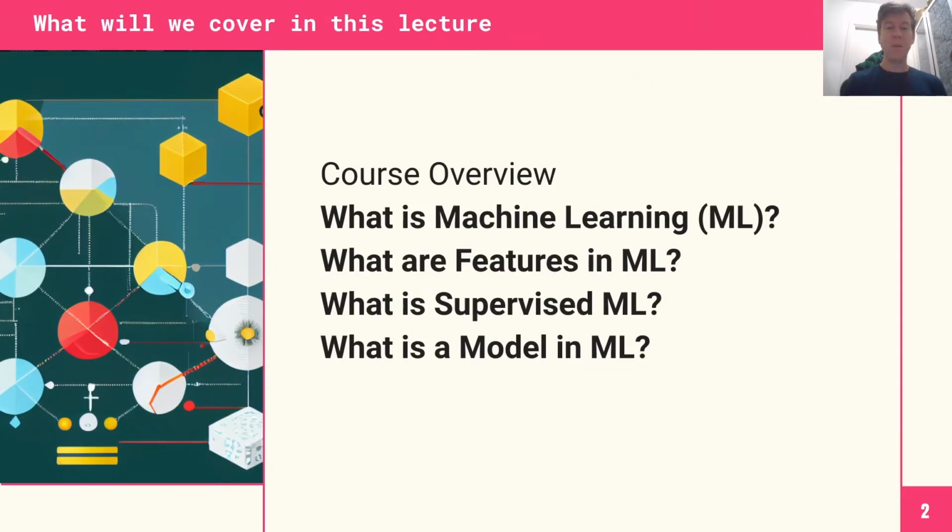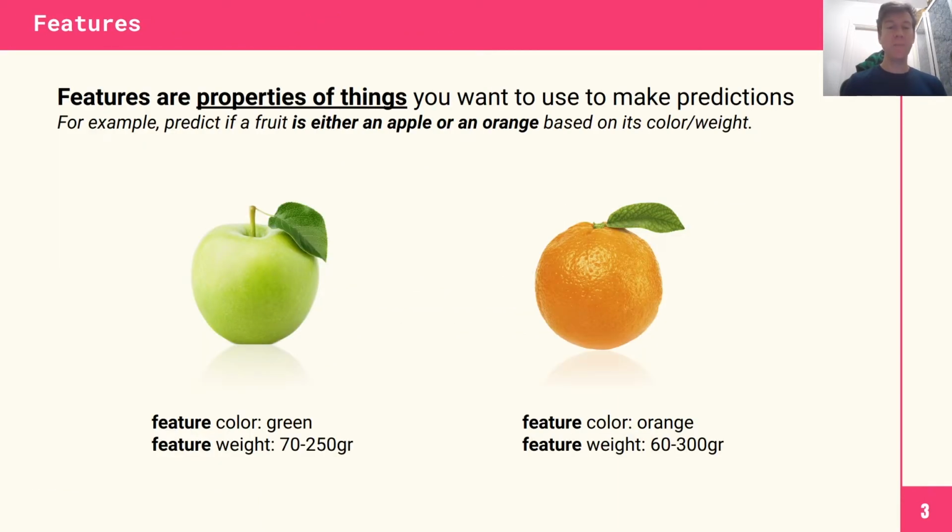So we're going to cover what is machine learning, in particular what features are in machine learning. We'll talk a little bit about supervised machine learning and the models that we generate or train in supervised machine learning. Firstly, what is a feature? A feature is a specific thing in machine learning. It refers to a property of some entity or object that you want to make predictions with.